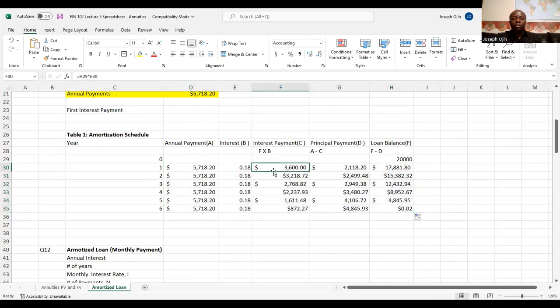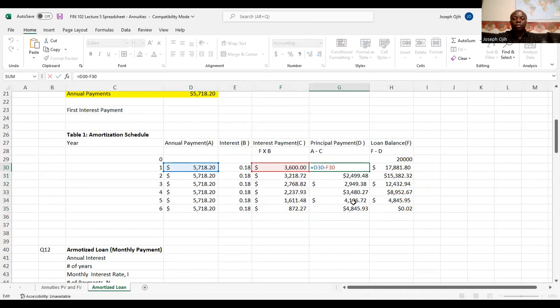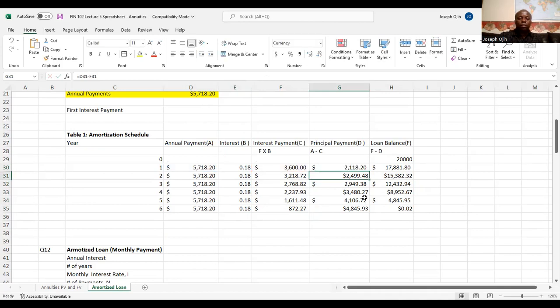Let me make this, because all this is in dollars. So all this in dollars. Okay, these are in dollars as well. Let me make it dollars. They are all money. Okay, change it to money. They're all money that you paid.